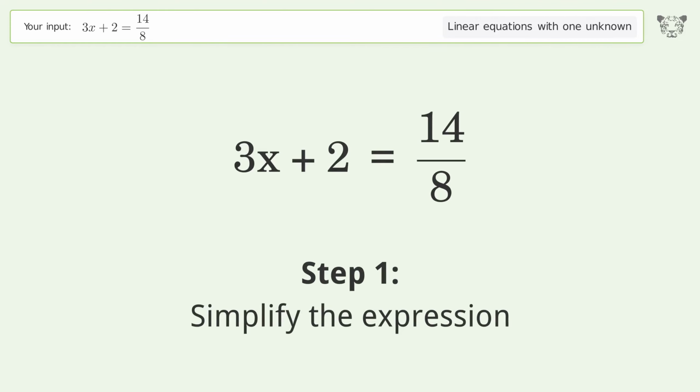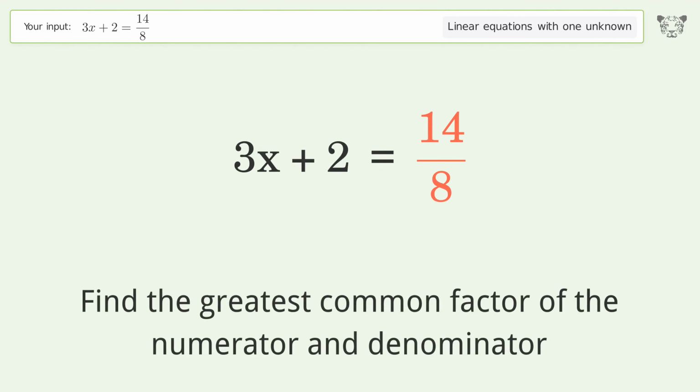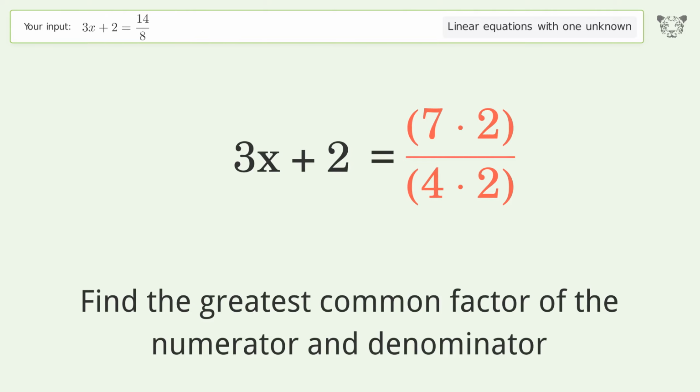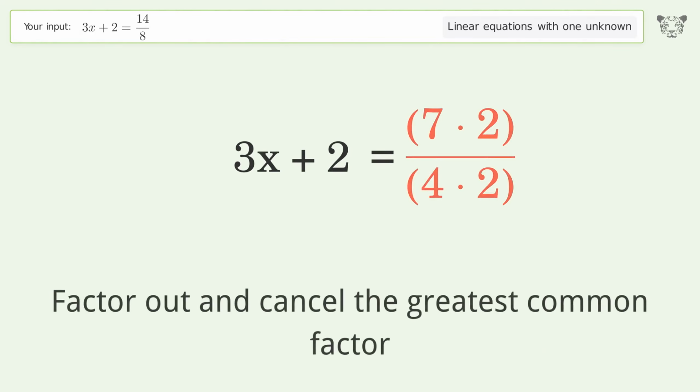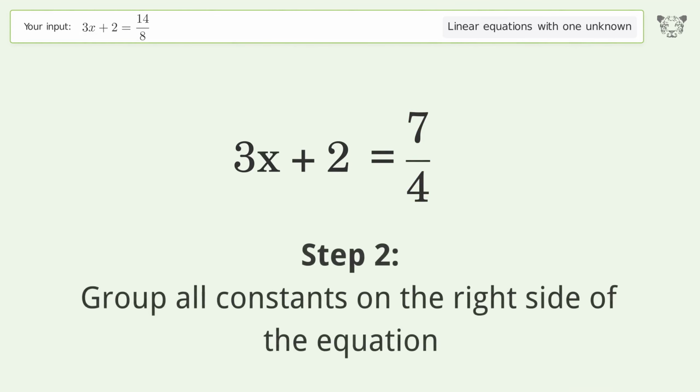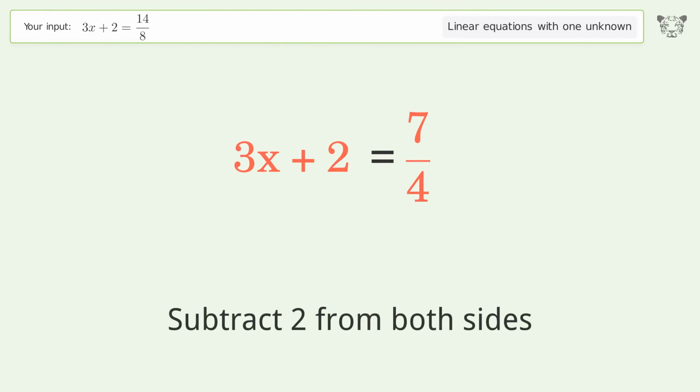Simplify the expression. Find the greatest common factor of the numerator and denominator. Factor out and cancel the greatest common factor. Group all constants on the right side of the equation. Subtract 2 from both sides.